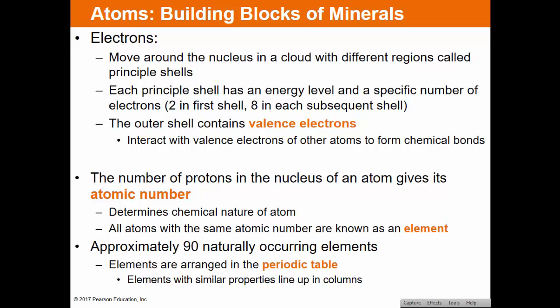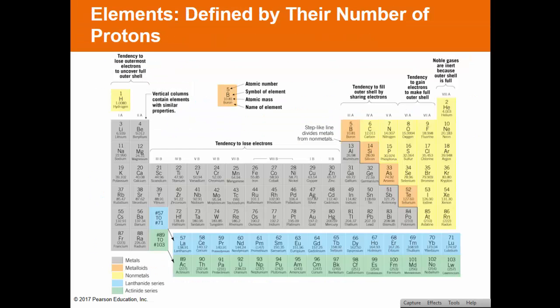If two atoms have the same number of protons but different numbers of electrons, they are ions, but they're still the same element, just different ions of the same element. There are approximately 90 naturally occurring elements, and those elements are arranged on the periodic table. Elements of similar properties line up in columns. So here's a periodic table. There's a lot of really small information here.